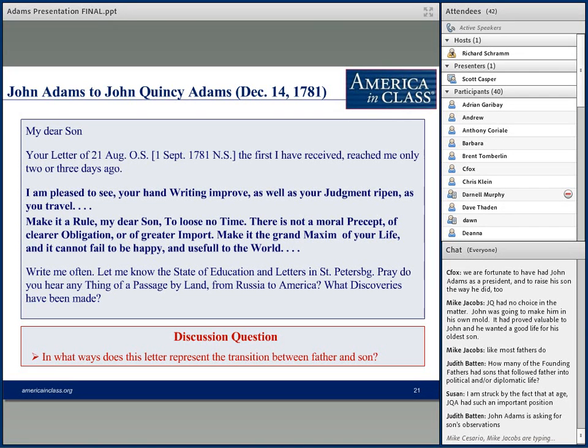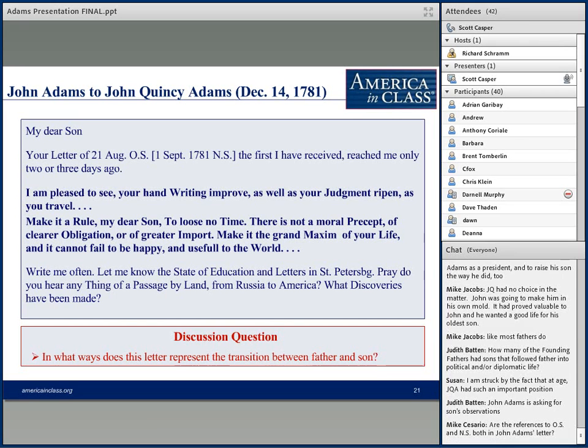So we have here John now recognizing John Quincy as possibly the bearer or repository of knowledge beyond what John might have. I want to mention one more thing about this letter, which you might see as you're looking at letters from the 18th century. At the very beginning, when John says, "Your letter of 21 August OS, 1 September 1781 NS," they're referring to the change from the Julian to the Gregorian calendar, which happened in much of Europe and in America in the first half of the 18th century. It's a different way of measuring time, of counting the calendar, and so he's referring to both of those.